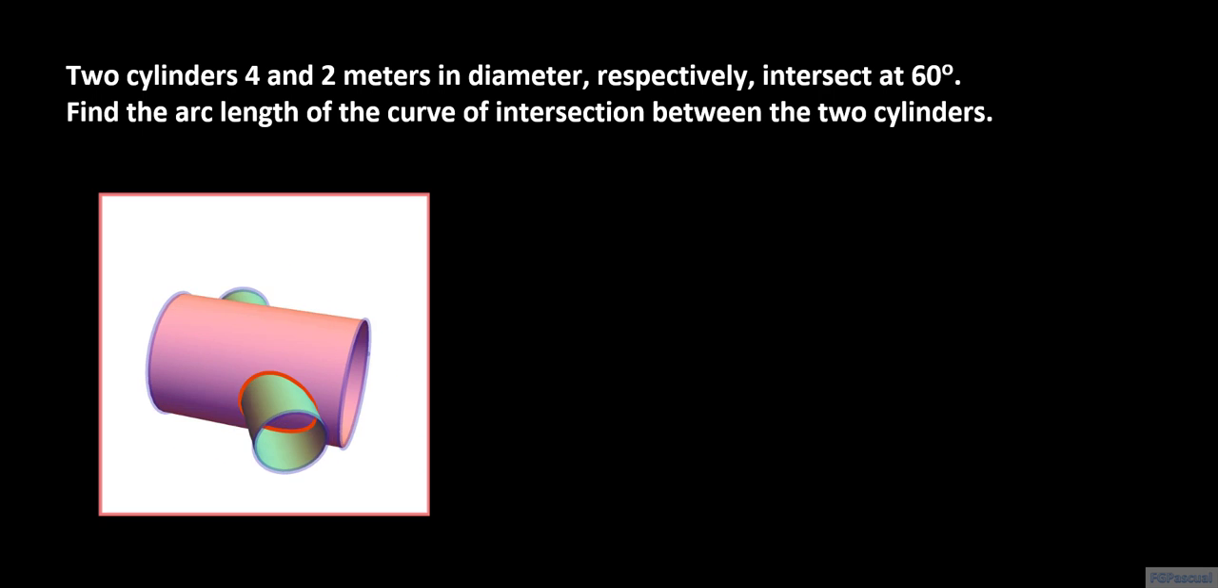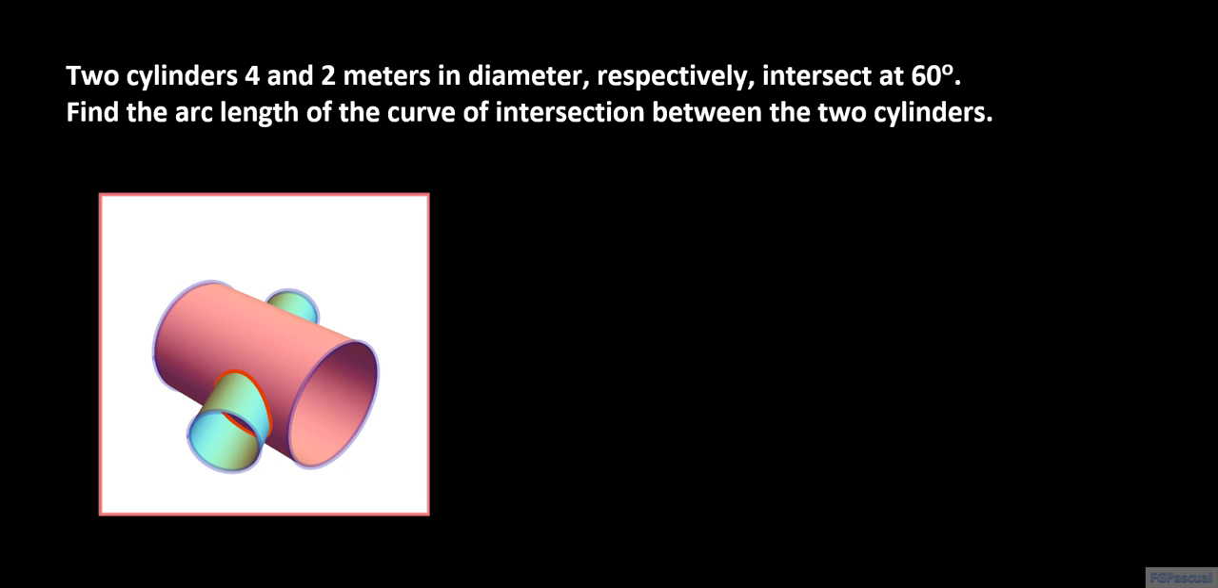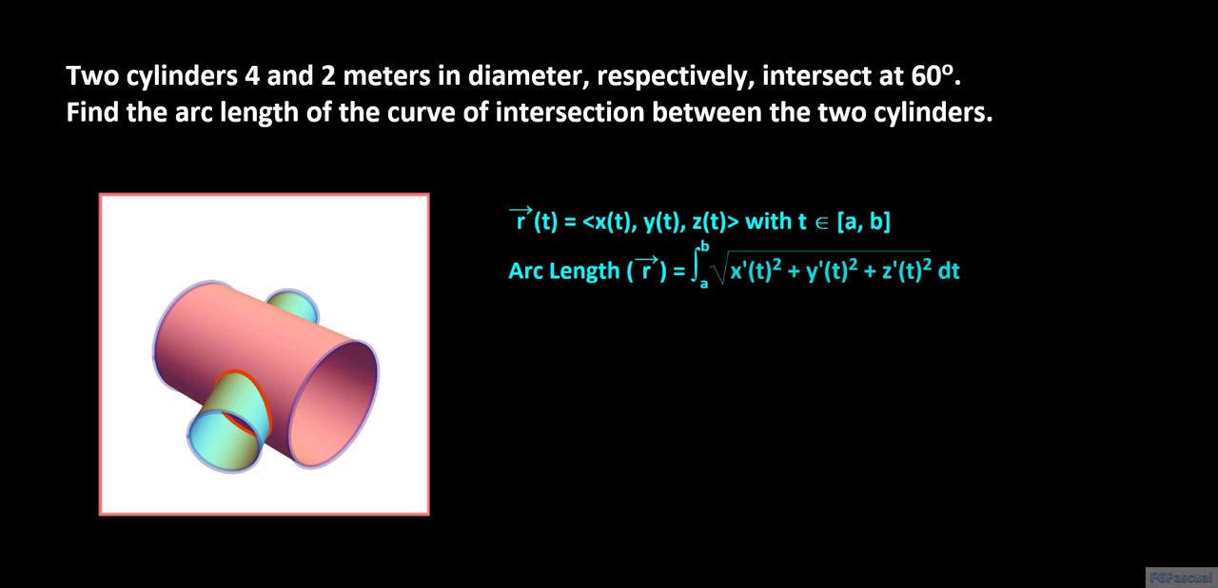planar curve. If the curve of intersection is given by the vector function r of t with components x of t, y of t, and z of t with t between a and b, assuming that r is differentiable, then the arc length of r is the integral from a to b of the magnitude of r prime of t, so that the integrand is the square root of the sum of the squares of the derivatives of x, y, and z with respect to t.